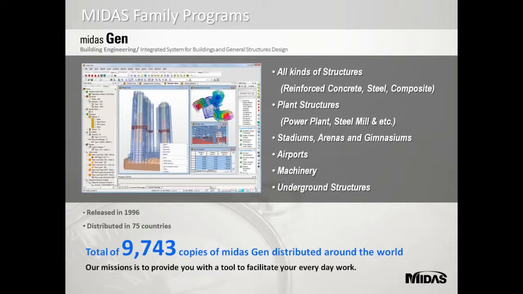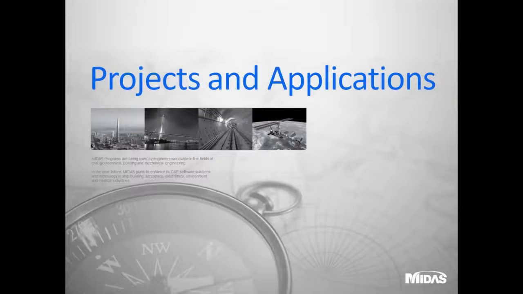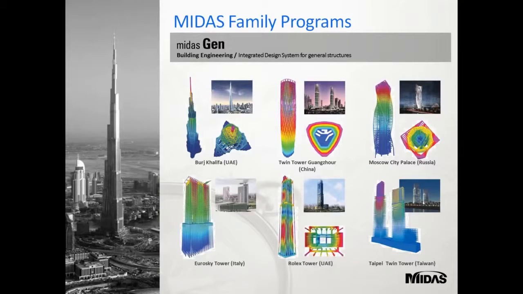As you can see, we've been successful in the distribution of Midas Gen. We've sold about 10,000 copies around the world so far. Some of the projects and applications of Midas Gen: we've worked on the Burj Khalifa, which is right now the tallest building in the world. And also we've worked on many other towers around the world.